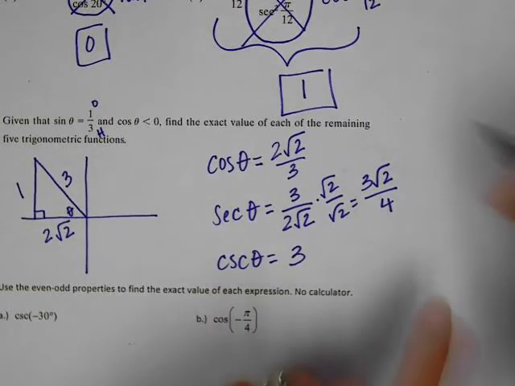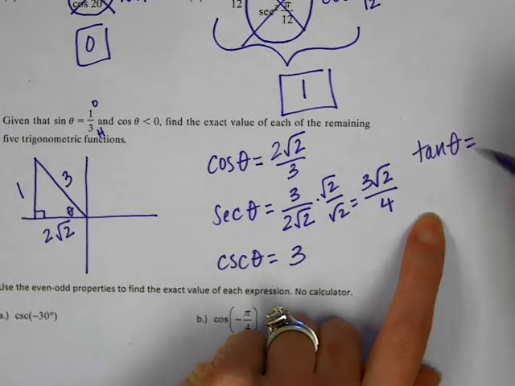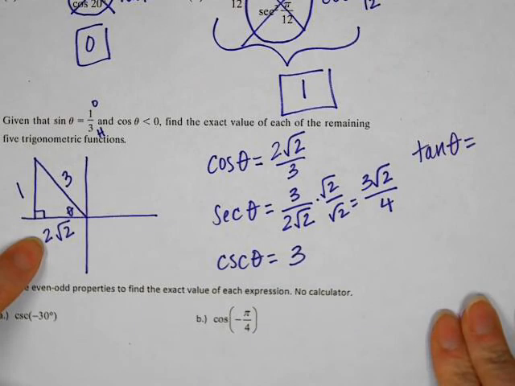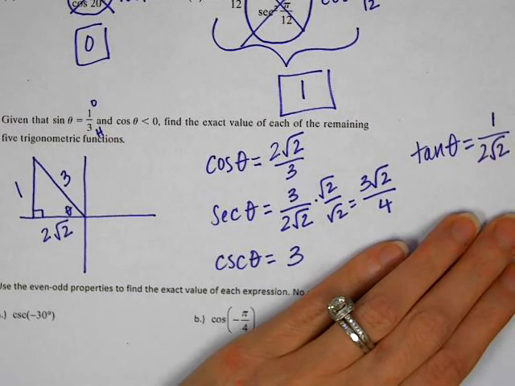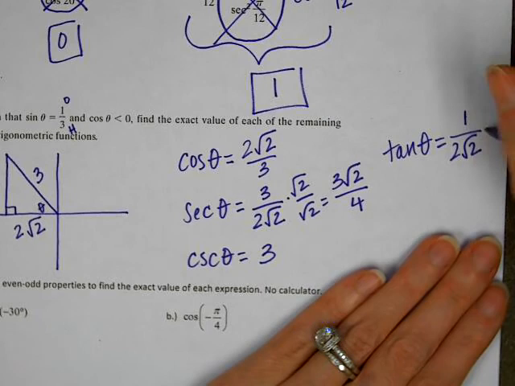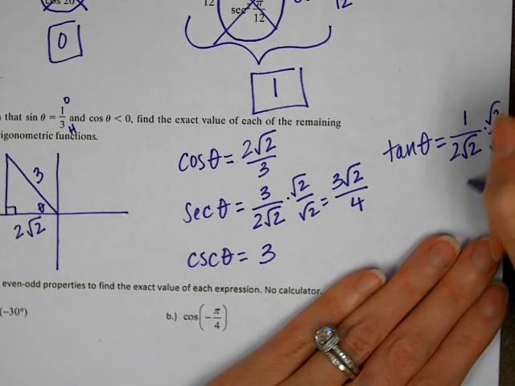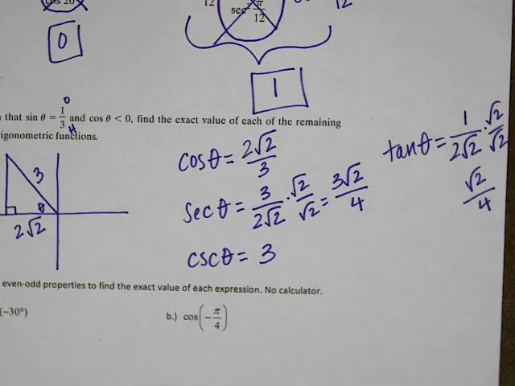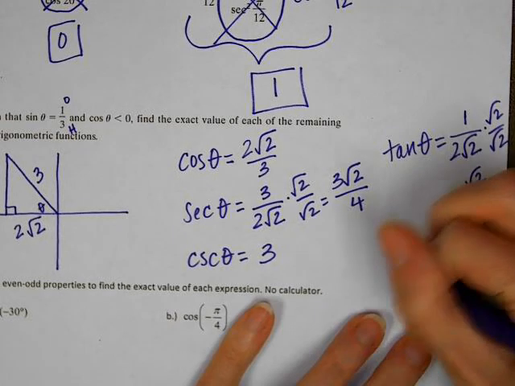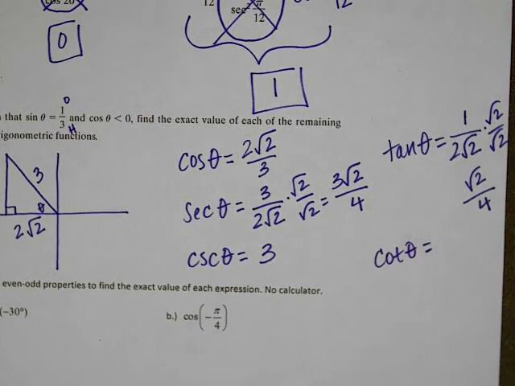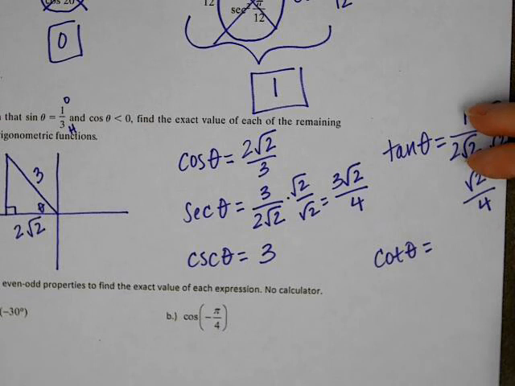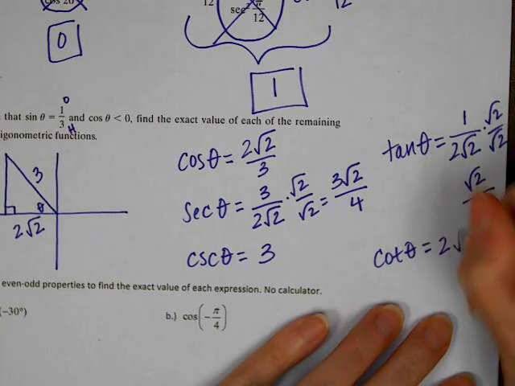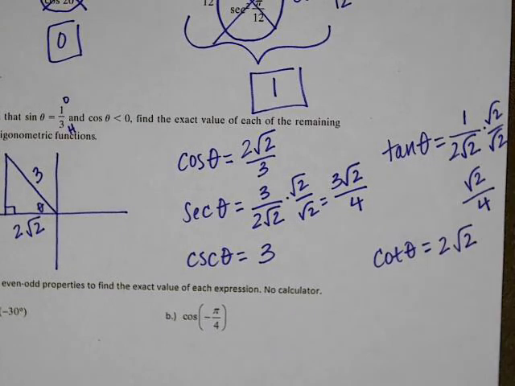And then tangent and cotangent. Tan is going to be O over A, so 1 over 2 root 2. But if you rationalize it, root 2 over root 2, you get root 2 over 4. And then cotangent is just the reciprocal of tangent. So I'm just going to take the reciprocal of this original one, and it's just going to be 2 root 2. All right, so that's finding all 6.